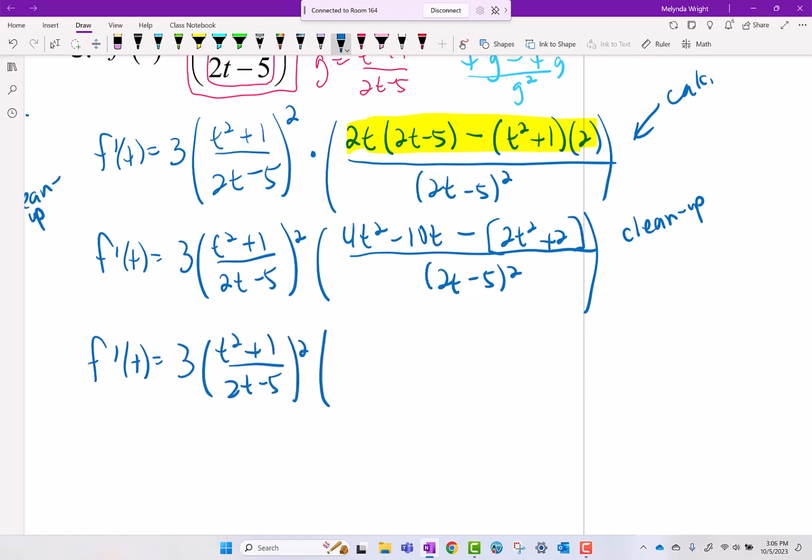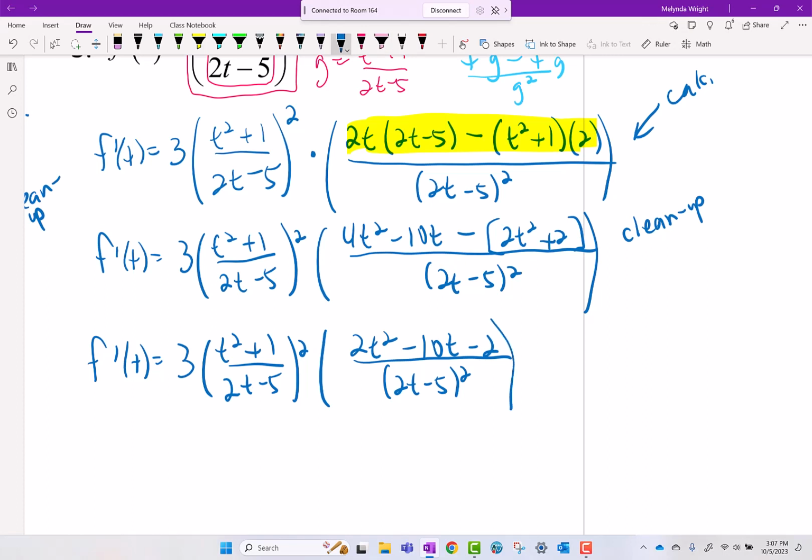Okay, so here we go. So I've got 4t squared minus 2t squared. That gives me 2t squared. I don't have anything to combine with the 10t or the 2. Wait, how did you get 2t squared? I did the 4t squared minus 2t squared, and that gave me 2t squared. Okay.